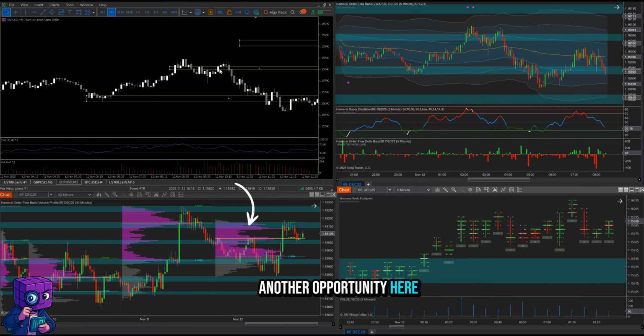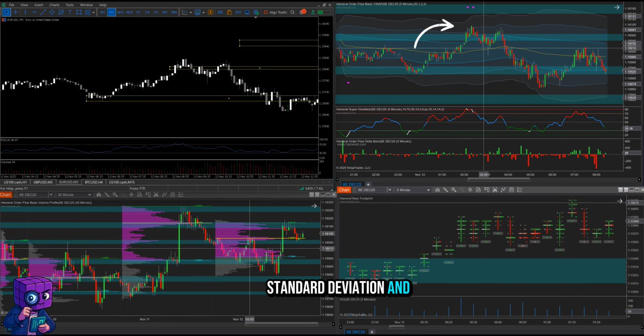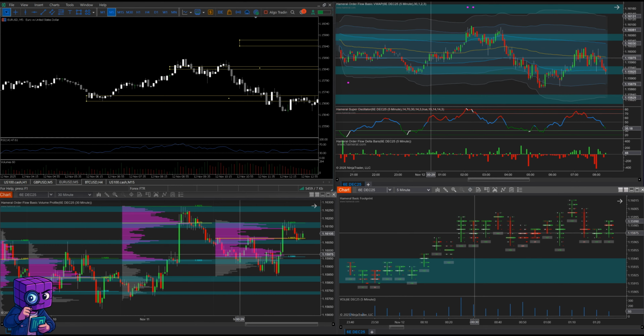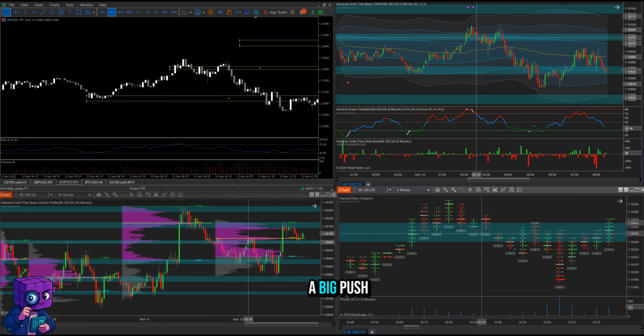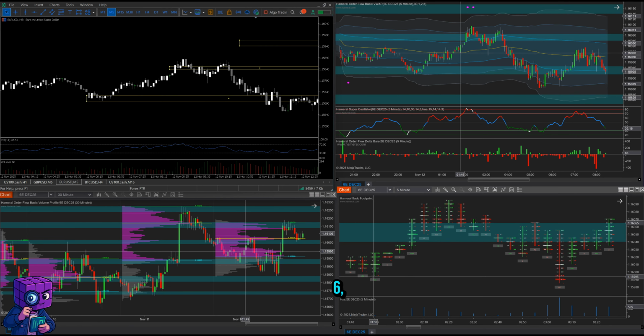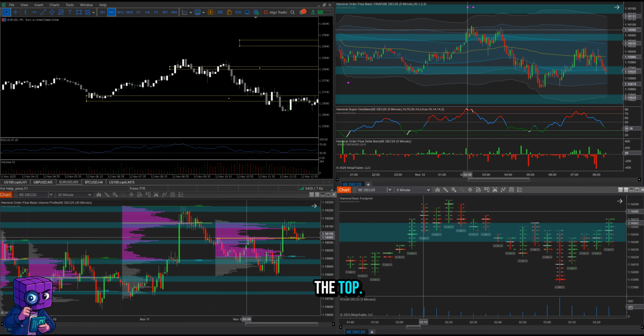Another opportunity here, we are again in a key area. The price touches the +2 standard deviation and rejects it. Super oscillator is overbought. Let's take a look at the footprint again. The price touches our area after a big push of buyers, plus 189 delta compared with -2, -6, plus 25, etc. A big number. But after this strong push, a sell imbalance is printed at the top.